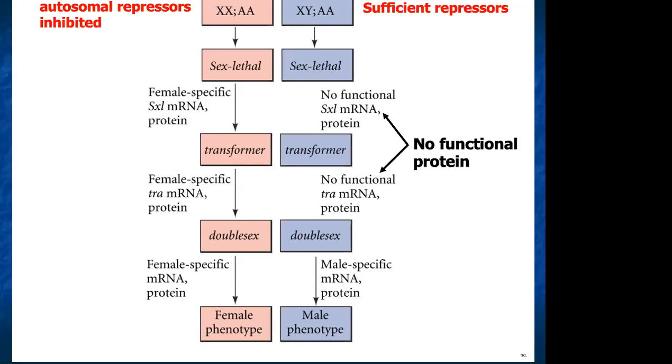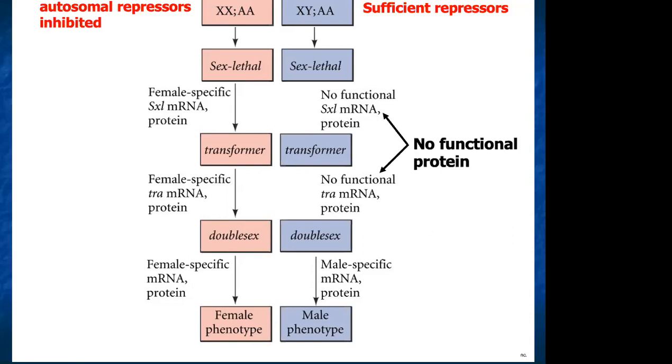Other questions? Yeah, go ahead. Okay. So in a normal version of this with no intersex or anything like that, the only time that you have something that's male specific is at the end between double sex and the phenotype? Yes. It's only the double sex that produces a functional protein that is male specific. Okay. The others simply produce no functional protein.